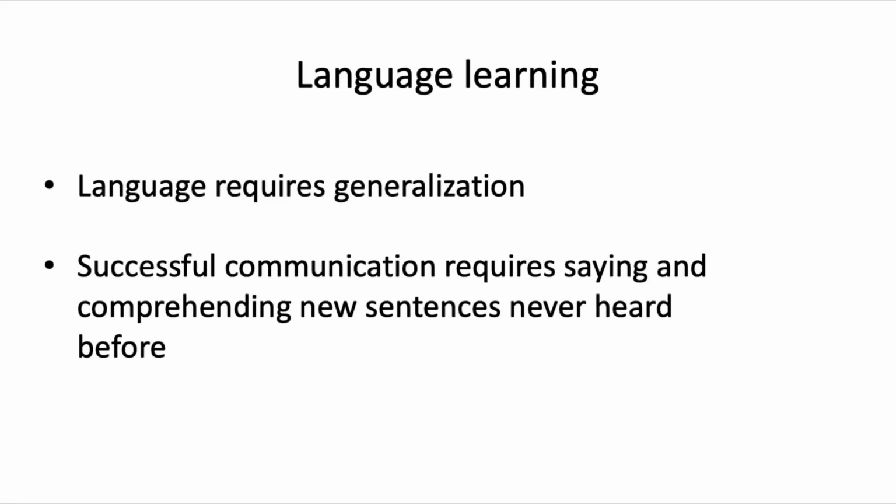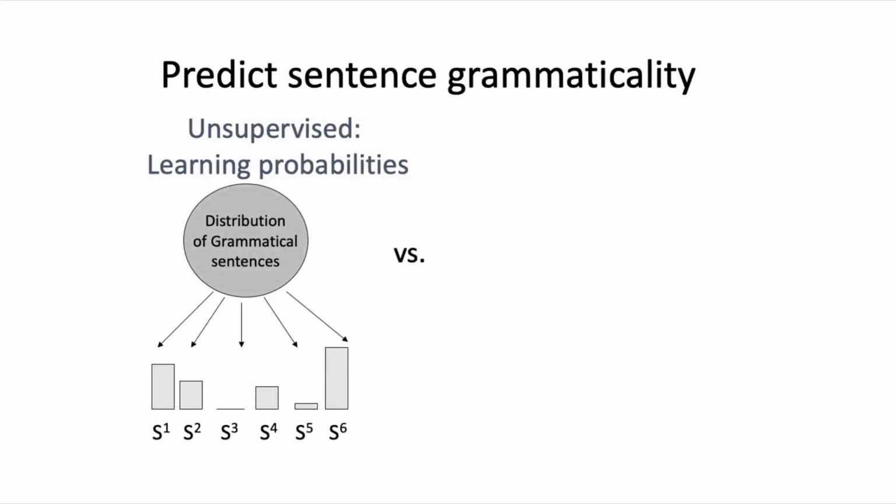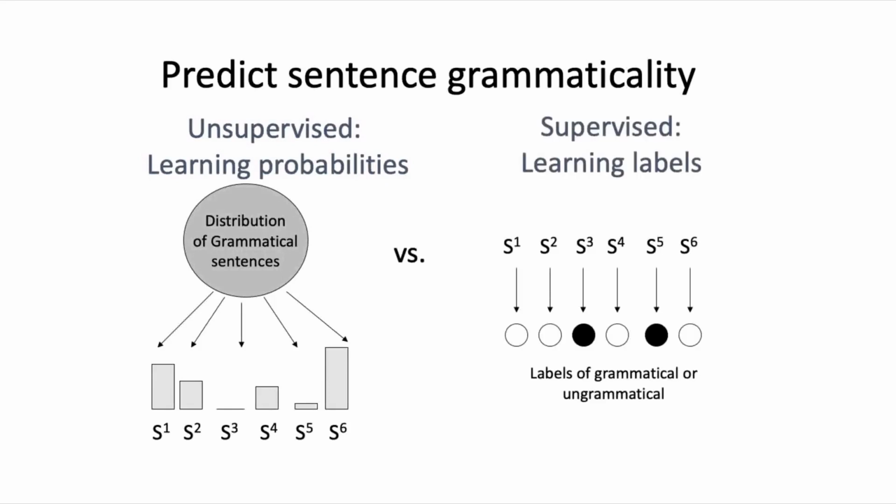Let's consider a model whose purpose is to determine whether a sentence is grammatical or not. This model needs to be able to take a new sentence that it has never encountered before and predict whether the sentence is grammatical. We can use either a supervised or unsupervised learning model for this task. The two different types of models would receive different types of training data and have slightly different learning goals.